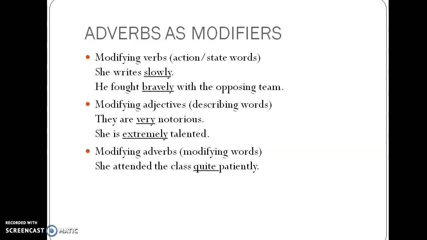Now adverbs modify adjectives. How do they modify adjectives? What are adjectives? Adjectives are describing words. They are very notorious. What is the adjective here? Notorious. Notorious means somebody who's always causing trouble, just like a naughty person. So, they are very notorious. How much notorious? What is the degree of the person being notorious? Very. So, very is giving us more information about notorious.